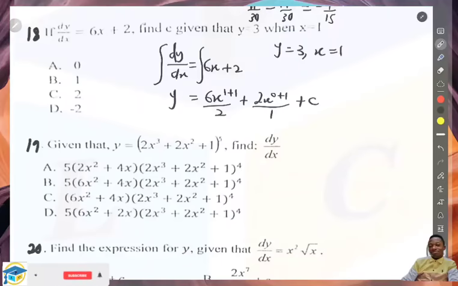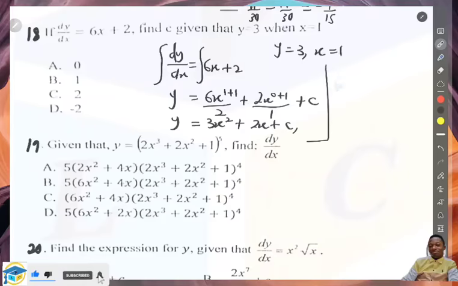We will therefore say that we have y equal to 3x squared plus 2x plus c, right? But we know that y is equal to 3 and x is equal to 1. So we can do substitution. Whenever we see y, we substitute 3 there. Whenever we see x, we substitute 1 there, so that we get to know the value of c.